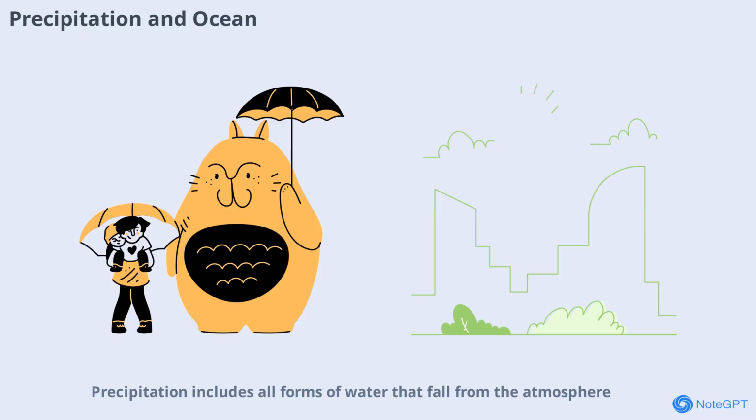Precipitation includes all forms of water that fall from the atmosphere, such as rain, snow, and hail. At higher latitudes, snow and ice are common, while rain dominates near the equator. Precipitation is a major source of freshwater for the oceans and influences salinity, circulation, and marine life. Understanding precipitation patterns helps scientists predict changes in ocean conditions and their impacts on global climate.